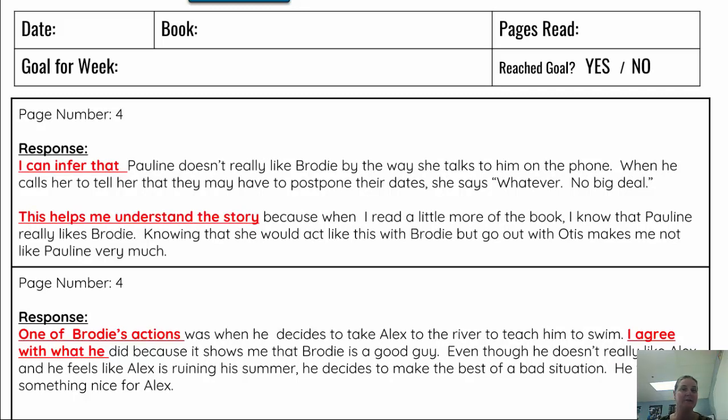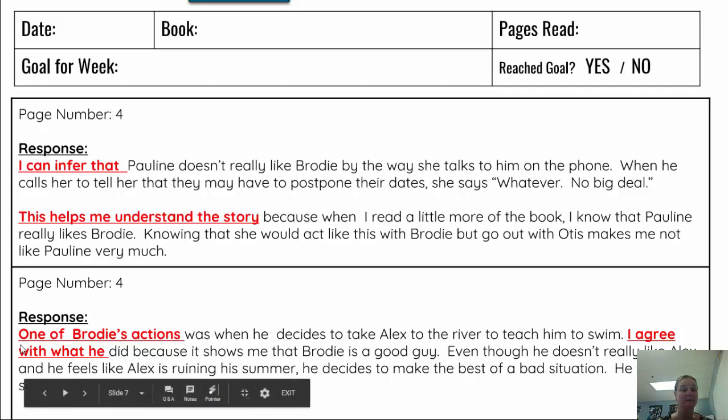Also remember that I want you to reword the question in the answer. So here I've put those parts in red. You can see that I said, I can infer that, so I know you're making an inference. And here, this part, this helps me understand the story. Look at the green sheet. That's what it says on there. Both of those are in your answer, so I can see how complete your answer is.